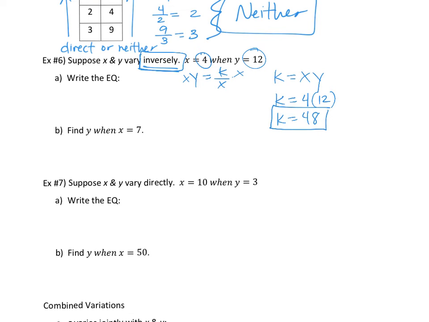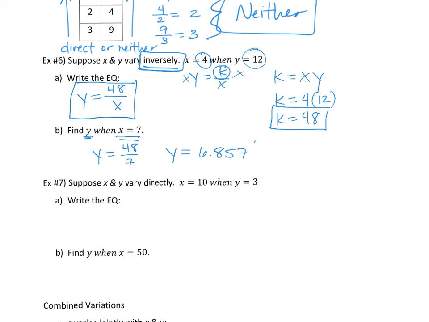Okay, once you have your k, now we can write the equation. Okay, the equation would then be y equals, instead of k, we're going to plug in our 48 over x. So this is the equation for that set of information. So then it says find y when x equals 7. Well, all we do is we plug that in. y equals 48 over 7. That means y is 6.857.